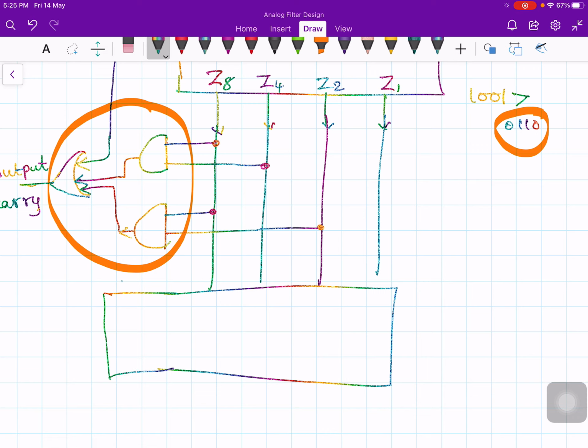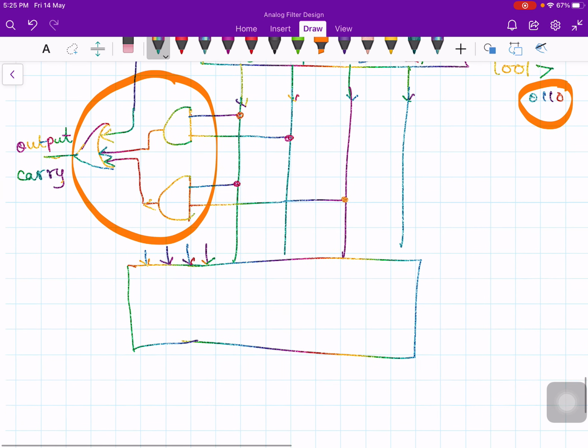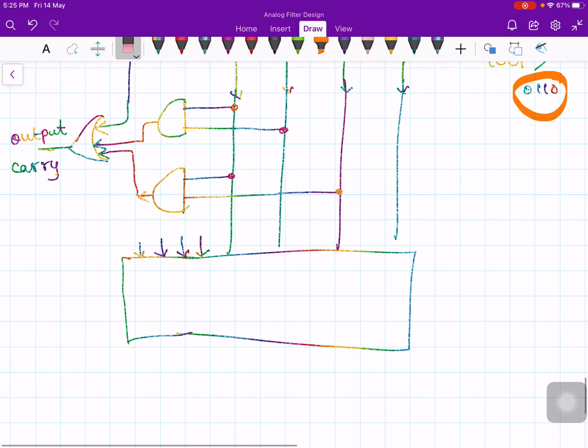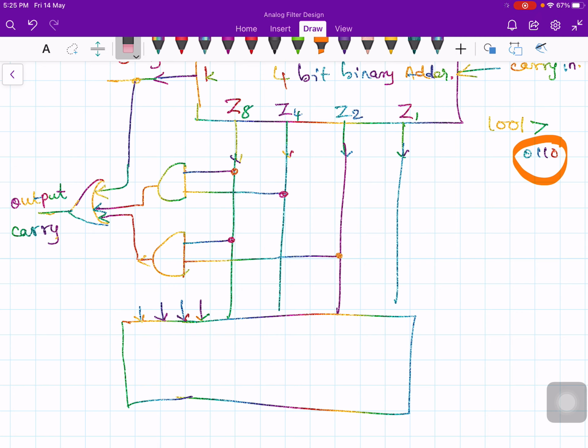There are again 4 inputs. In this we need to add 0 1 1 0, right? So that means you connect these two to 0 voltage, 0, and this one, how do you get this one? You take this from here like this.